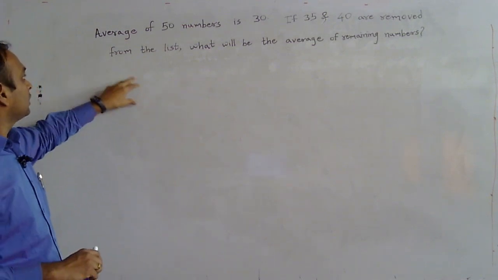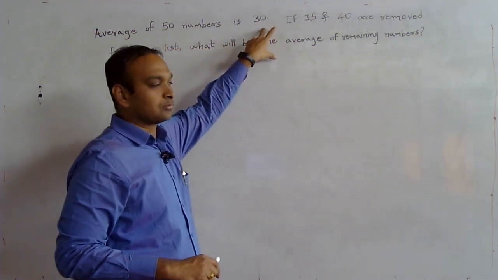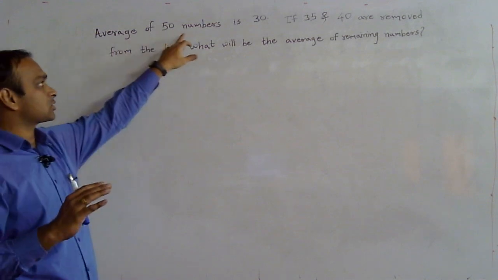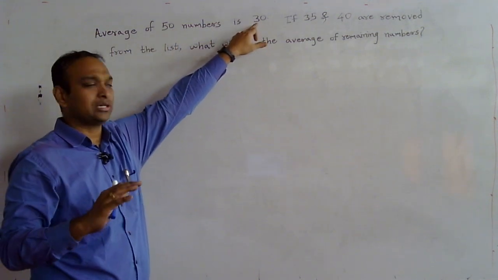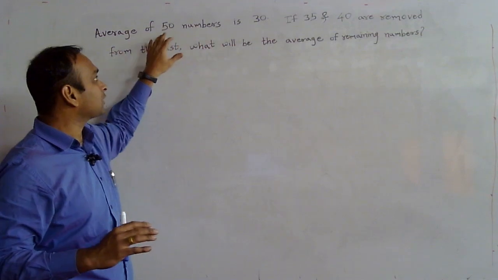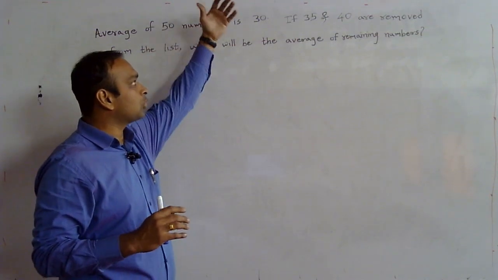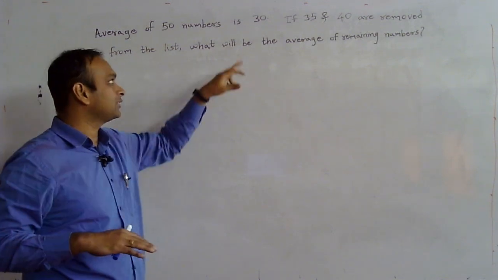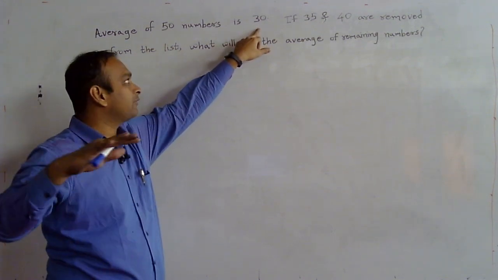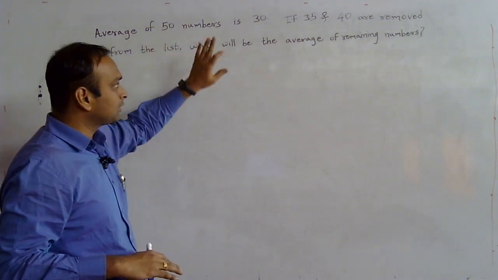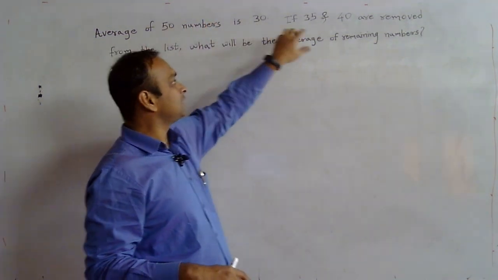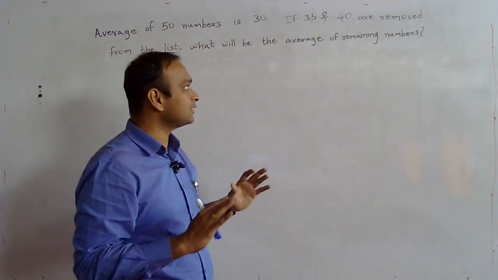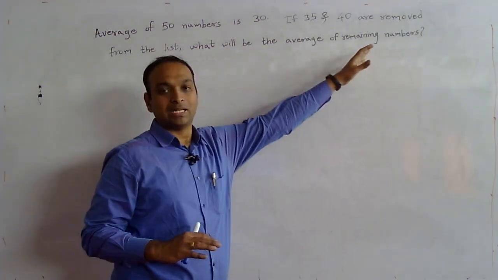Now in this question, average of 50 numbers is 30. So there are 50 numbers, we don't know which are those numbers, but the average of these 50 numbers is 30. So here again we can say that a few numbers out of 50 will have a value more than 30, and a few numbers might have a lesser value than 30. 30 is the average line of those 50 numbers. Now if these two numbers, 35 and 40, are removed from that list, what will be the average of remaining numbers?